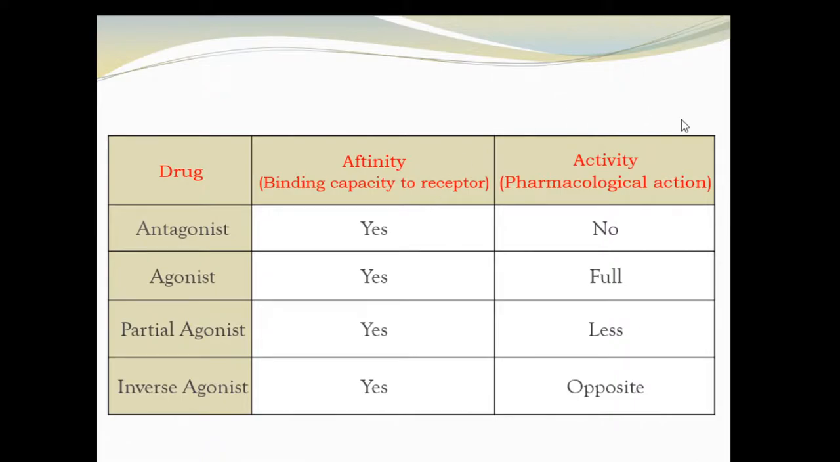So we can see in a chart, antagonist affinity will be there but no biological response, agonist affinity will be there and full biological response is shown. Partial agonist, there will be affinity but less pharmacological action. Inverse agonist, there will be affinity but opposite action. So 5 categories of agents we can produce. One is antagonist, agonist, partial agonist and inverse agonist, and another class that is mixed agonist and antagonist.